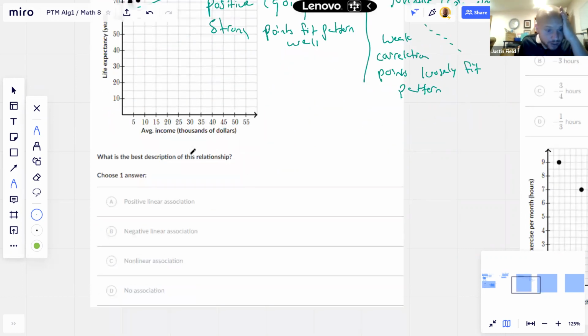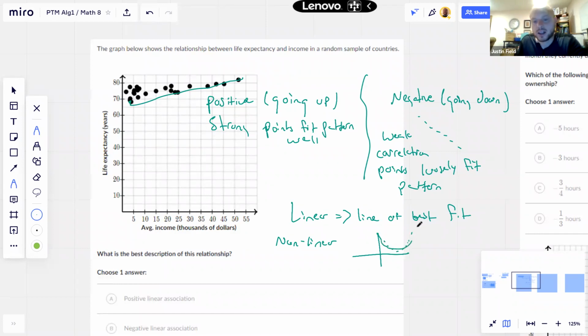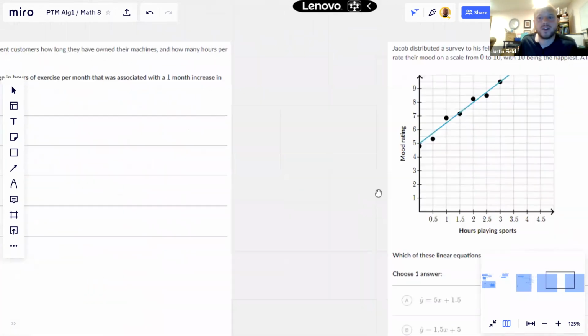And then linear, that's the other thing. So is it linear or is it non-linear? Linear means line of best fit. Sometimes the data might have a pattern, but you know, something like this, that's not a line. That would be non-linear, a non-linear association. So I would say this would be a positive linear association. Okay. Then 2 more here.